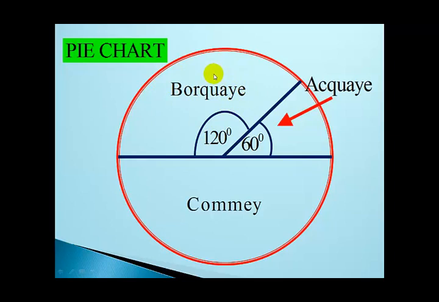And take note, when you add all these three angles, it must be equal to the angle of a circle. That is when we add 180 degrees, the angle of the sector for Kome, plus 60 degrees, the angle of the sector for Akwi, plus 120 degrees, the angle of the sector for Bokwi, it is equal to 360 degrees. So you can do that and find out. So this is our pie chart.